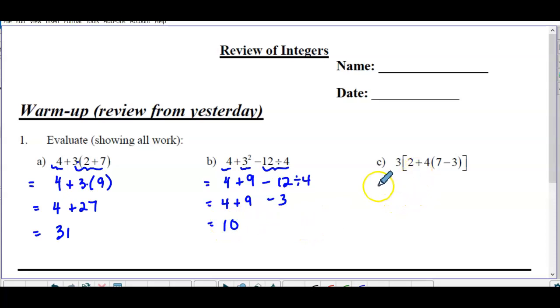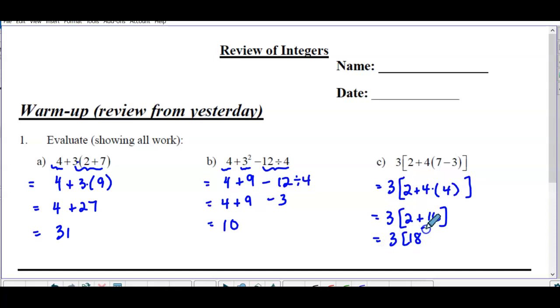Okay, next one, big brackets, copy whatever's outside out. Then within the inside expression, we have smaller brackets. We've got to do those first. Do not add the 2 and 4. Got to do the inside brackets. Then again, do not add 2 and 4. We've got to multiply first. So that's 2 plus 16, which is 18. And then we do that multiplication. So what's that? 30 and 24 is 54. Try to do these without your calculator.